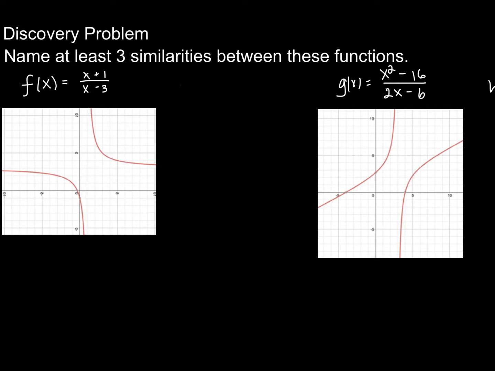And with that, we know that rational expressions can have x values that make them undefined. And you can see here that when x is 3, this expression will be undefined. And the same is true here. When x is 3, 2 times 3 is 6, and 6 minus 6 is 0. So the function g of x will be undefined when x is equal to 3.